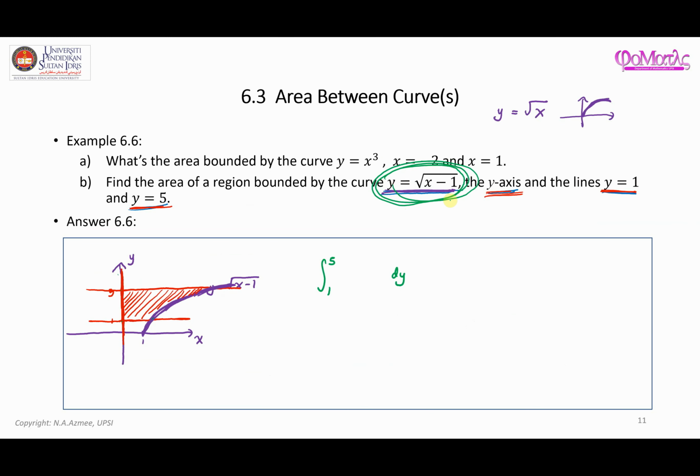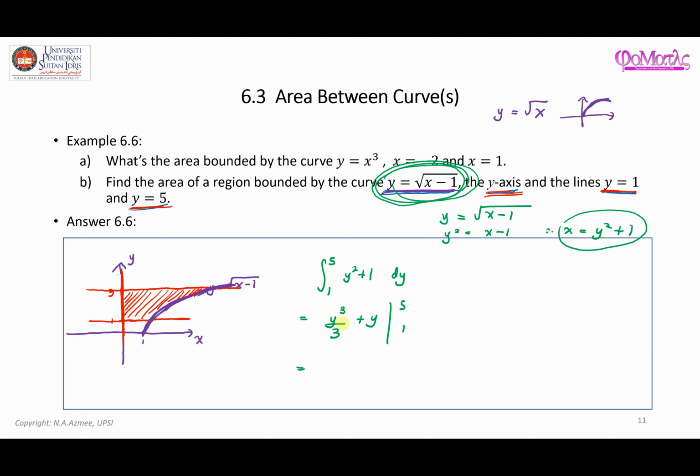For this one we need to convert y equals square root of x minus 1, so x has to become the subject. Therefore we know that this becomes y squared is equal to x minus 1, and therefore x is equal to y squared plus 1. So we are going to use this function, so I'm going to replace that into here, so that becomes the integral of y squared plus 1 dy, the limit of y from 1 to 5. So next we are going to integrate that. We get y cubed over 3 plus y.